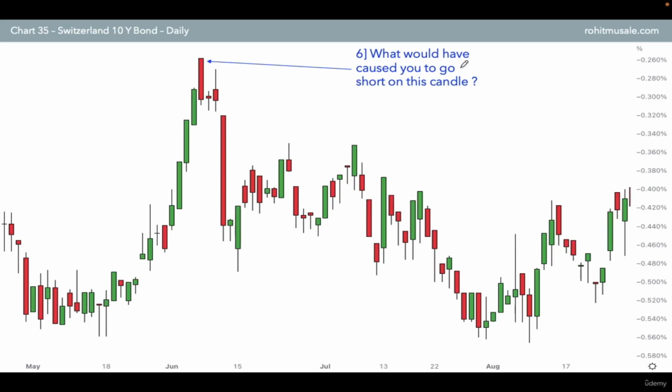Number 6, what would have caused you to go short on this candle? So this candle does not complete a dark cloud cover. However, if this candle had confirmed some prior resistance, like this. What happens is when a candle opens above a resistance but fails to hold above that resistance and closes back below the resistance, that's a very powerful bearish sign. So even though it is not completing a dark cloud cover, I would still take a small position on that candle. I would go short on that candle.